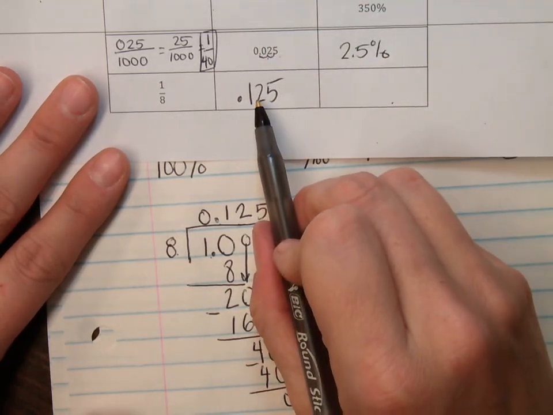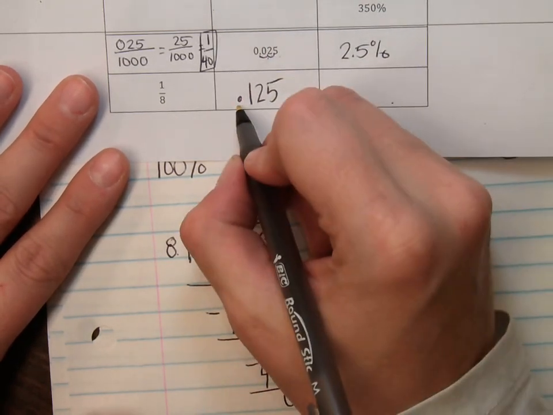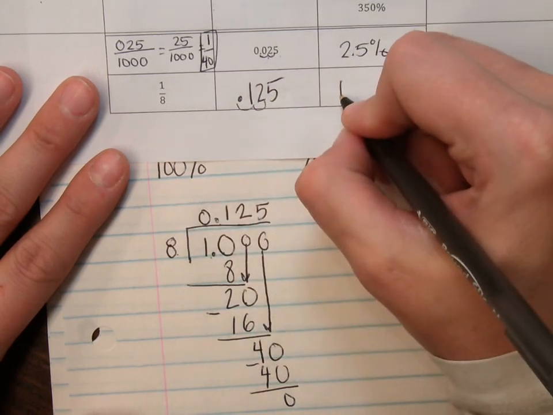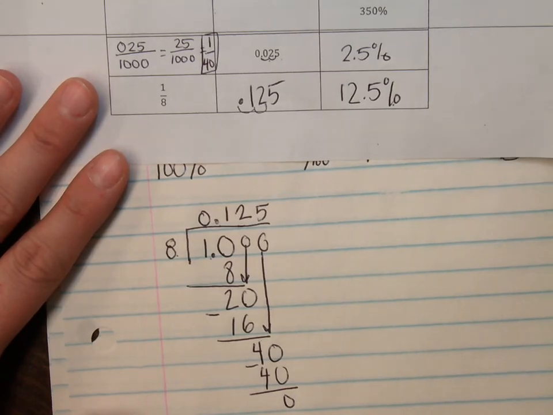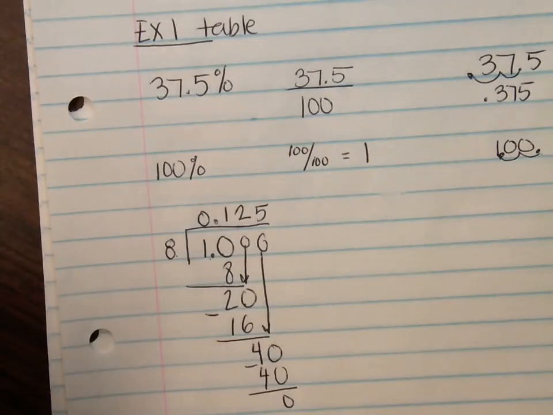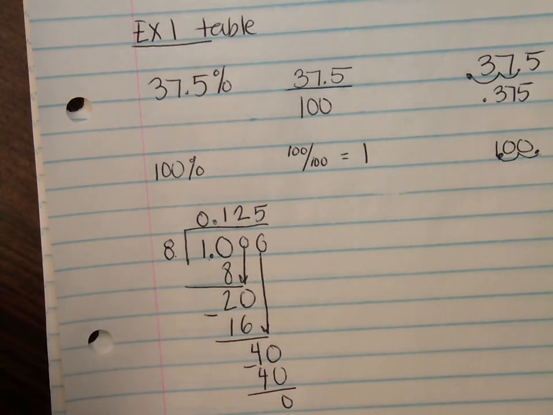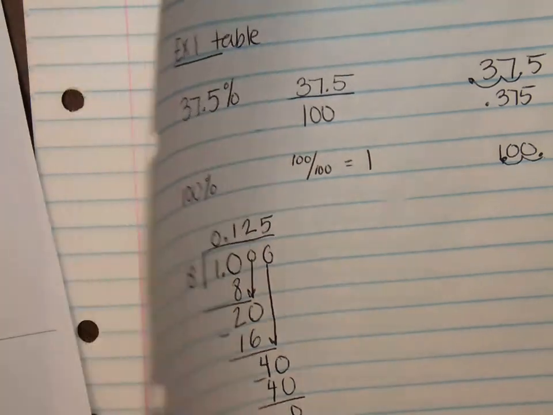And if I wanted to make that decimal a percentage, I would move my decimal 2 places to the right, and I would have 12.5%. And that is it.